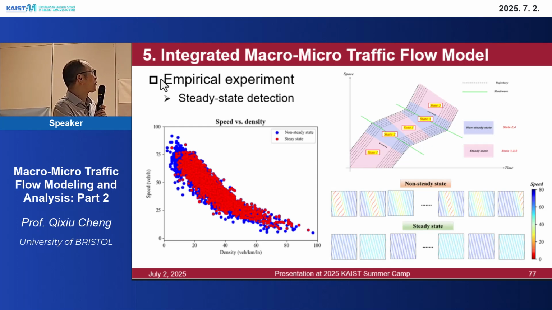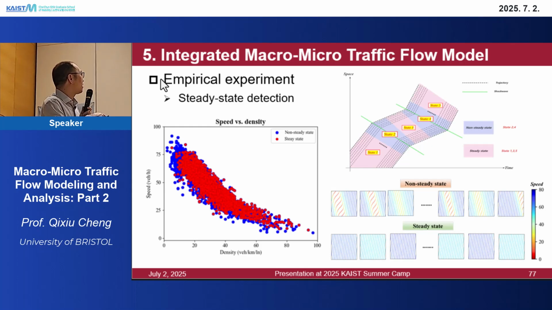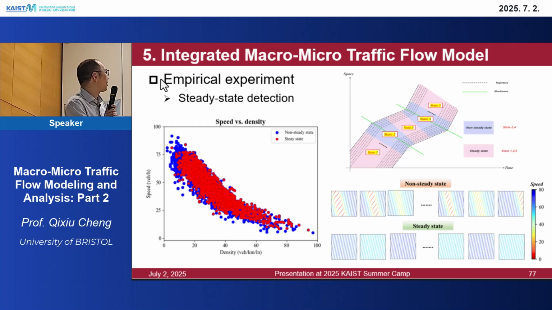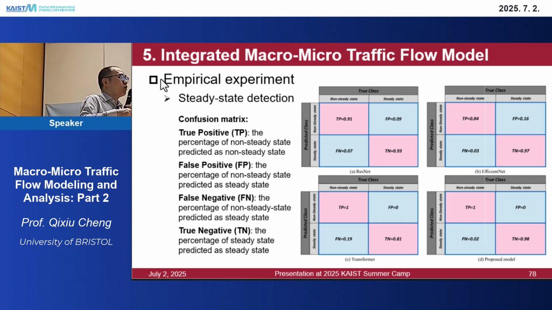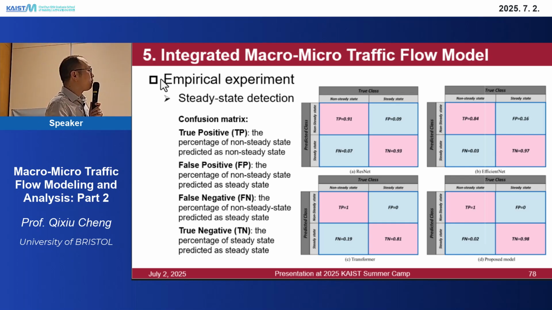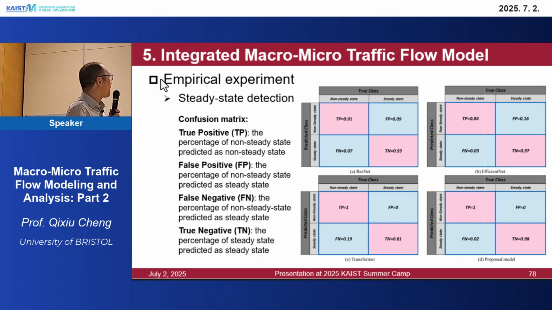If we look at the trajectories, we can see, for example, in this state, it's non-steady state, non-steady state, non-steady state. But for the lower ones, these are in steady state. And if we look at the speed density, we can see the blue one is non-steady state, and the red one is the steady state points. So we can identify them. Here we use the confusion matrix to compare the results.